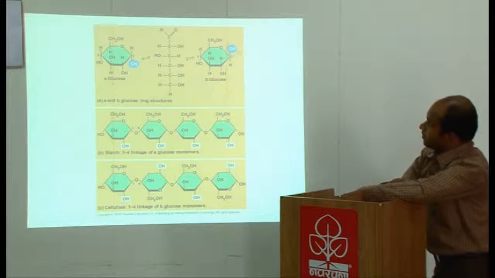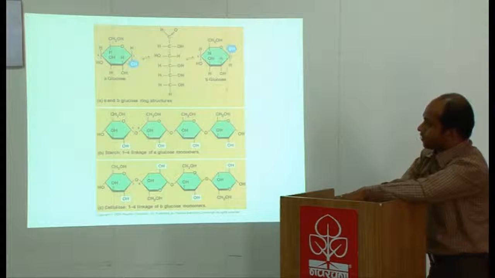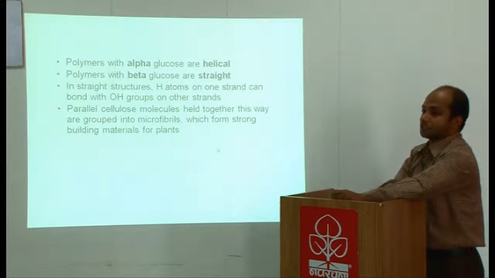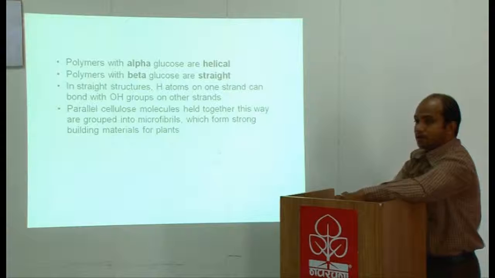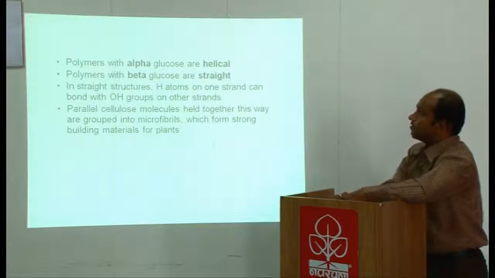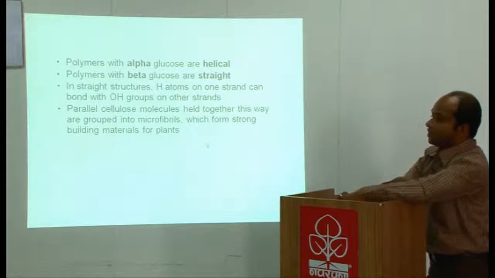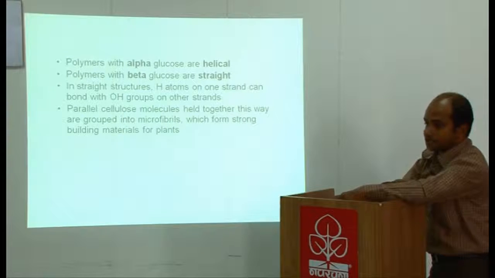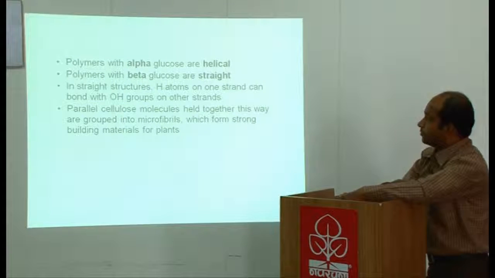Depending on the reaction at this position, you can have a 1,4 linkage in case of an alpha glucose, that is quite common in case of starch, whereas you can have a beta glucose linkage in case of cellulose. So, what are the typical features of polymers formed by this type of linkages? When you have an alpha glucose, generally you form a helical polymer, whereas in case of a beta glycosidic linkage, a polymer is formed which is straight.